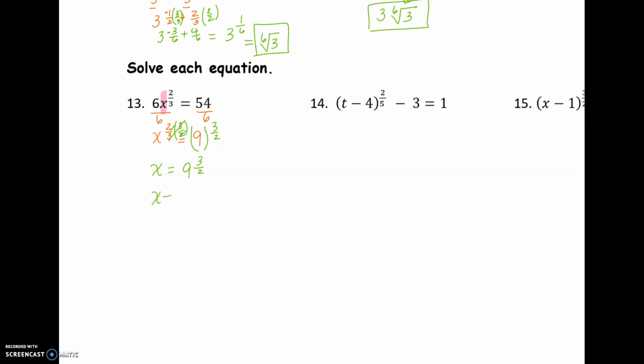I'm going to convert that exponent into a radical by doing the square root of 9 cubed. The square root of 9 is a perfect square. That's 3, and 3 cubed means 3 times 3 times 3, which is 27.